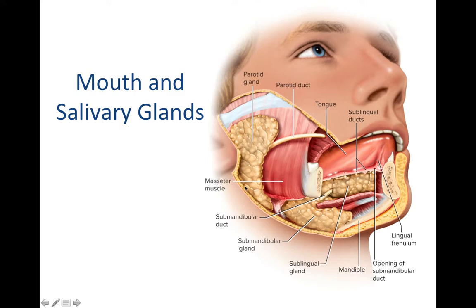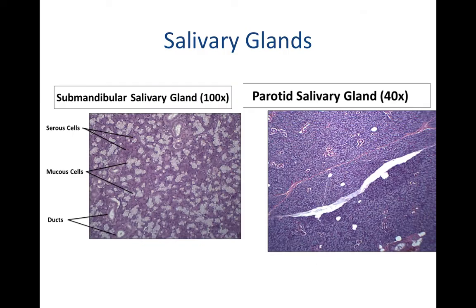So the really big one just near your ears is the parotid gland. You do have right and left parotid glands. Under the tongue is going to be your sublingual gland. And then down here by your mandible will be your submandibular gland. And you have right and left for all of these, so don't forget to put that down on your answers.